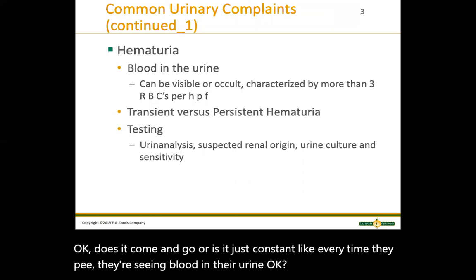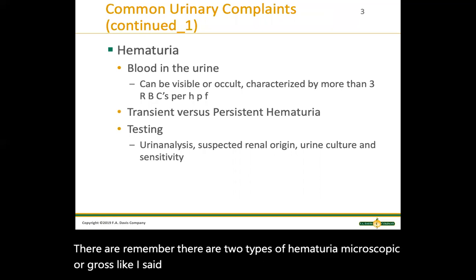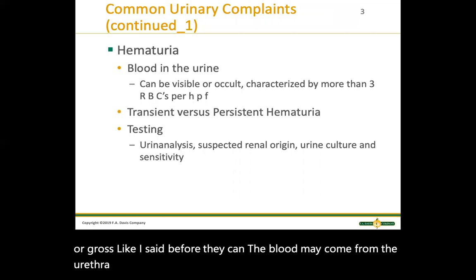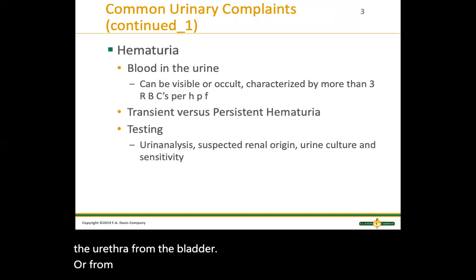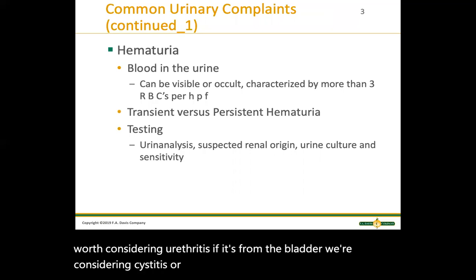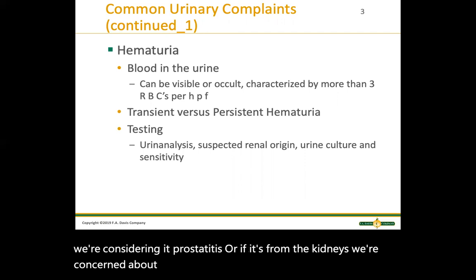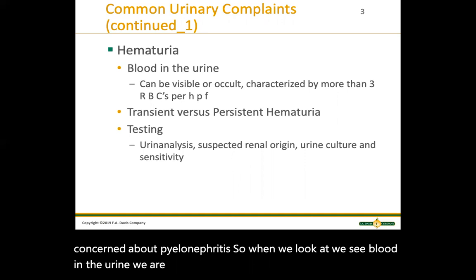Remember, there are 2 types of hematuria, microscopic or gross, like I said before. The blood may come from the urethra, from the bladder, or from the prostate. Now keep in mind, if it's from the urethra, we're considering urethritis. If it's from the bladder, we're considering cystitis or bladder cancer. If it's from the prostate, we're considering prostatitis. Or if it's from the kidneys, we're concerned about pyelonephritis. So when we see blood in the urine, we are concerned, right? Blood is not normal, okay? Not in the urine anyway.